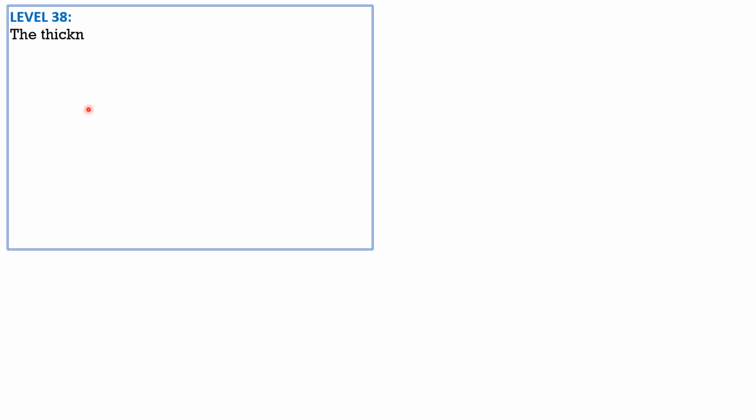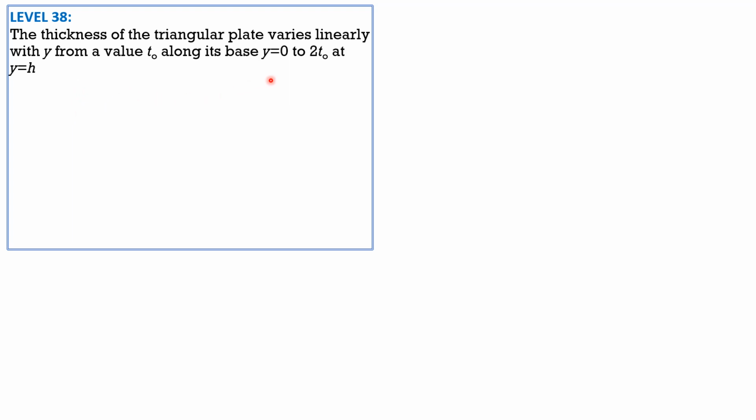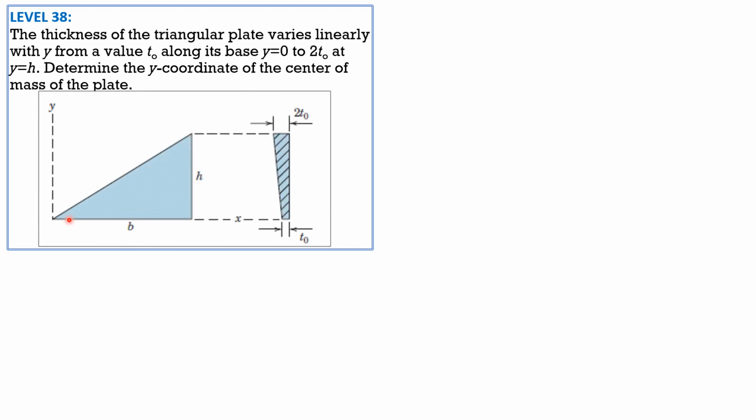Level 38. The thickness of the triangular plate varies linearly with y from a value TO along its base, y equals 0, to 2TO at y equals h. Determine the y coordinate of the center of mass of the plate. So this is the plate, and if you look at it from this end view, the thickness varies.